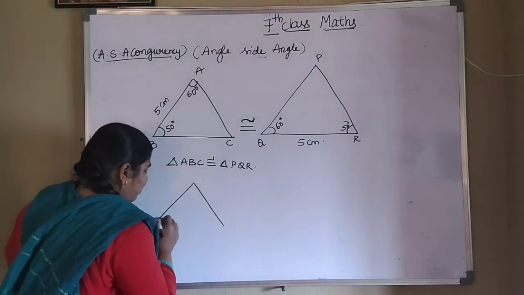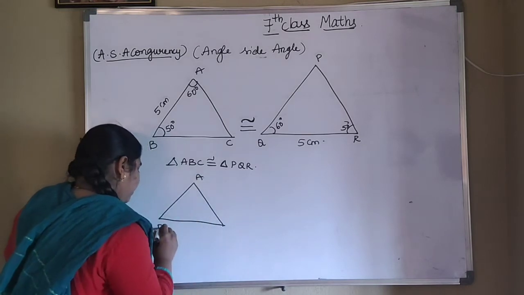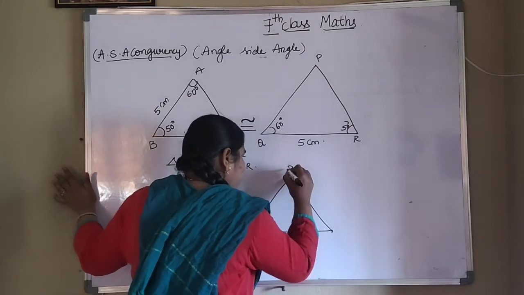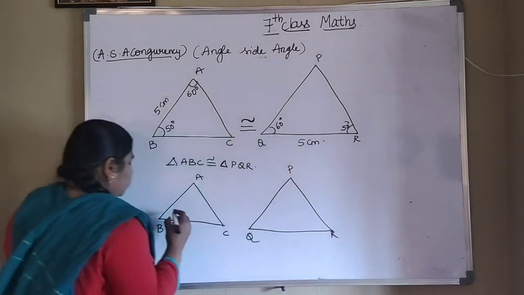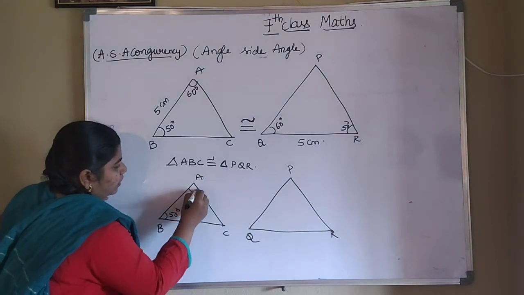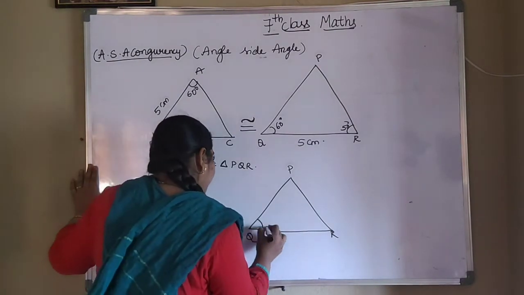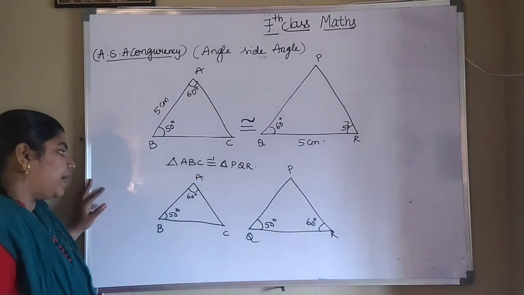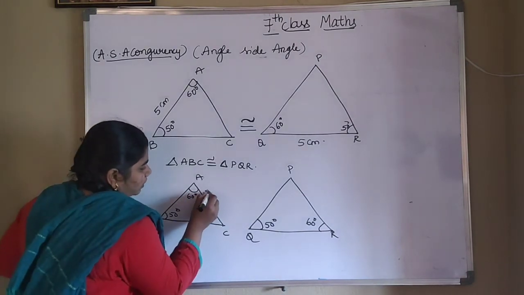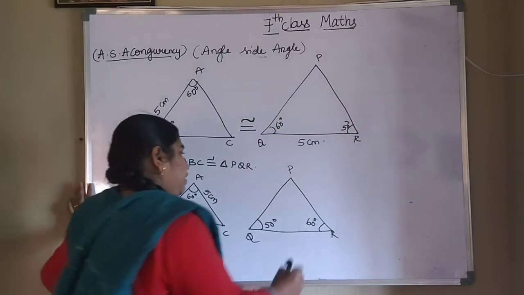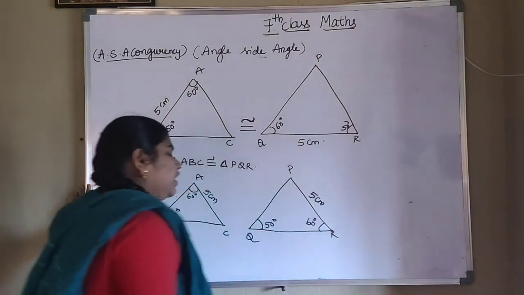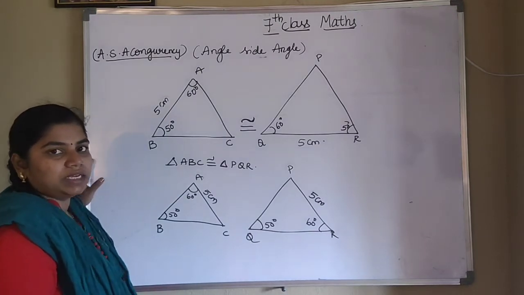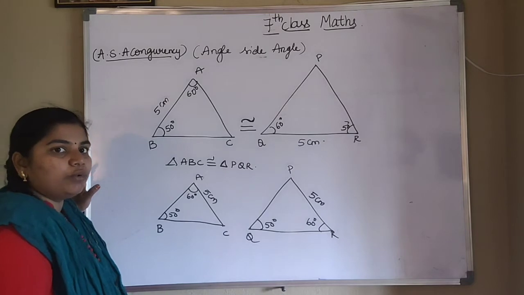One more example I am taking. I am taking triangle ABC, and in the other triangle PQR. Here they have given 50 and 60. Here I am taking 50, here 60. And the side I am taking is this part, 5 centimeters, and here also 5 centimeters. Can you say these two triangles are congruent to each other? Yes. How are they congruent?